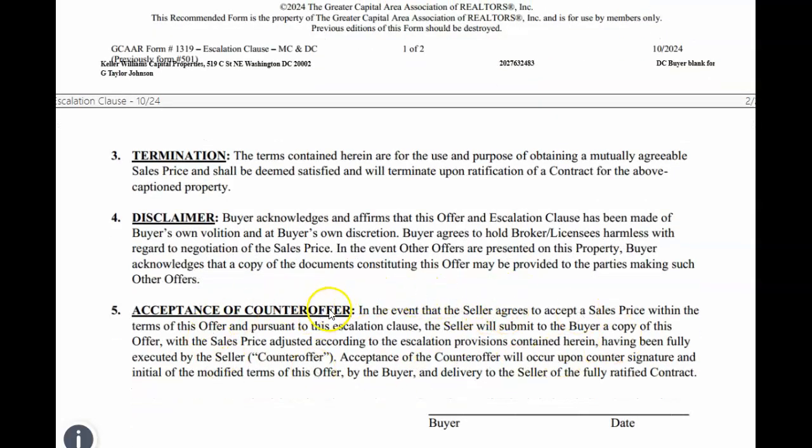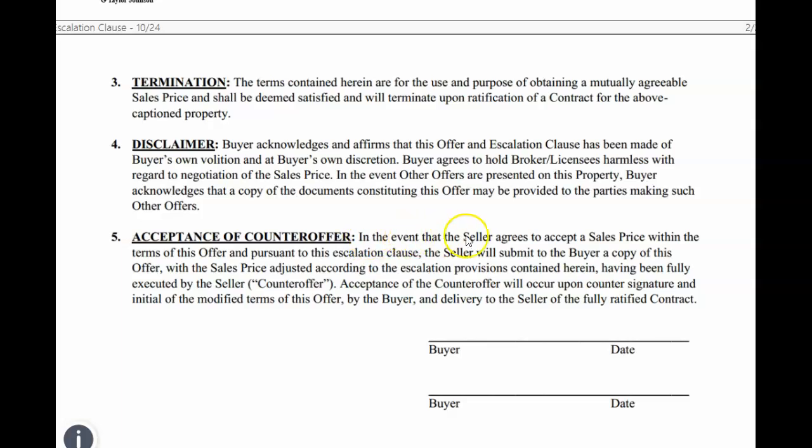Here's the key paragraph here. Acceptance of counteroffer. In the event that the seller agrees to accept a sales price within the terms of this offer and pursuant to this escalation clause, the seller will submit to the buyer a copy of this offer. So in other words, they have to show you the proof of the other offer driving the price up. Then they're going to give you this offer with the sales price adjusted according to the escalation. So again, in our example, we ended up with $517,000 with an original offer of $500,000. So they've adjusted the sales price and they've initialed the change as the counteroffer.